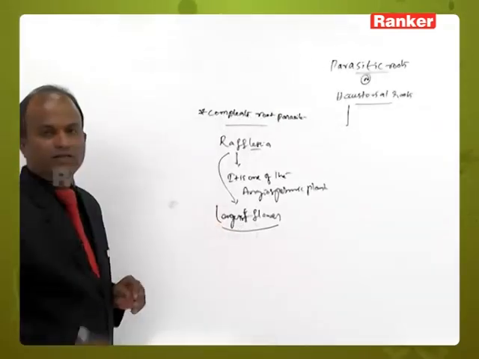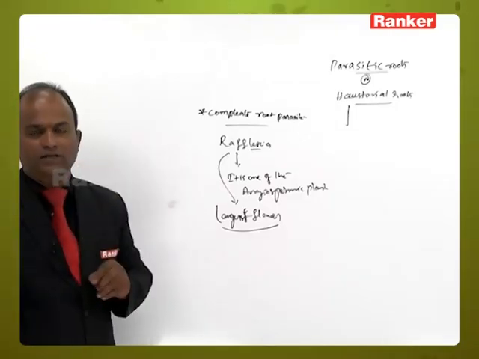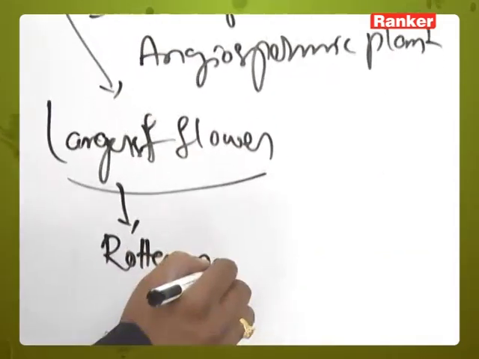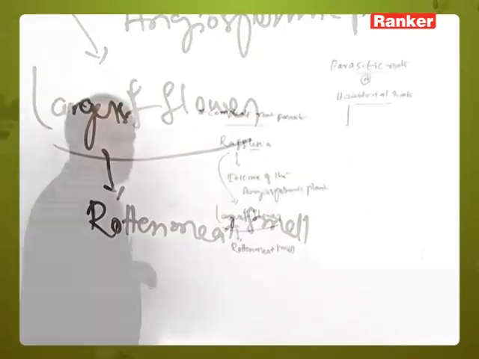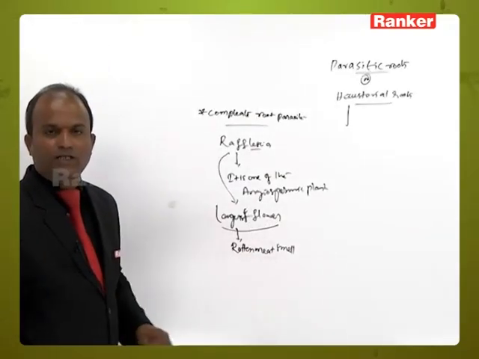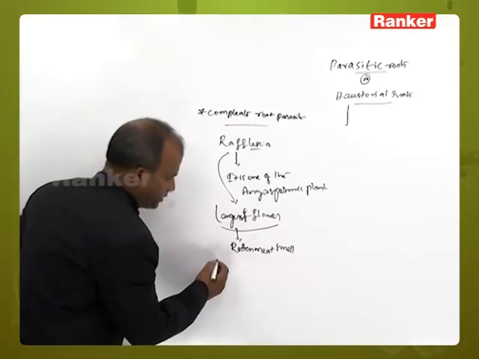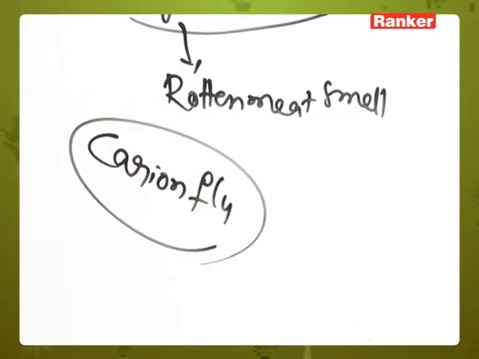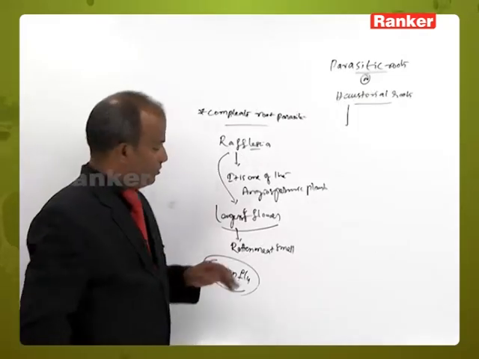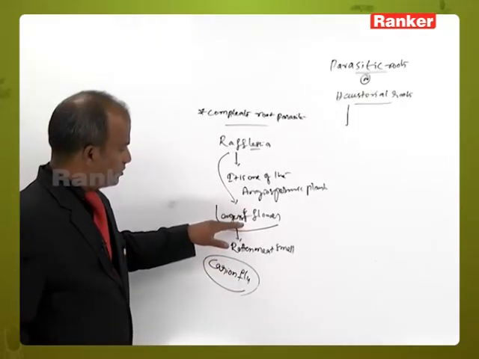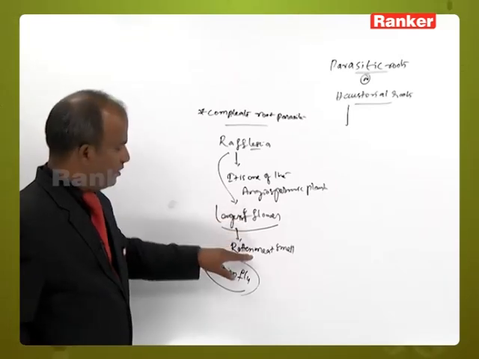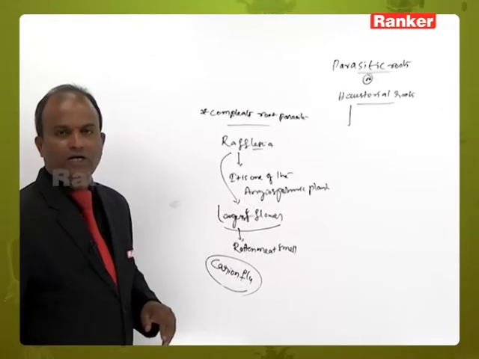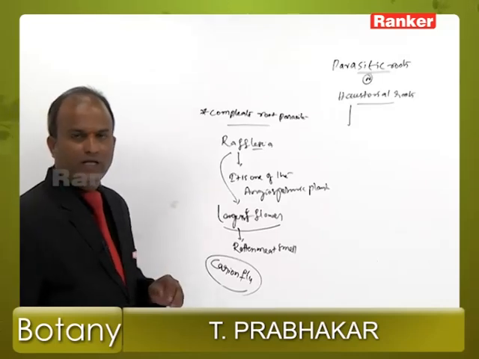This flower gives which smell? Rotten meat smell. That means the insect that plays an important role in pollination here is the carrion fly. This carrion fly always loves rotten meat smell, due to which it is attracted towards the largest flower producing angiosperm, Rafflesia, and the pollination is done by the carrion fly.